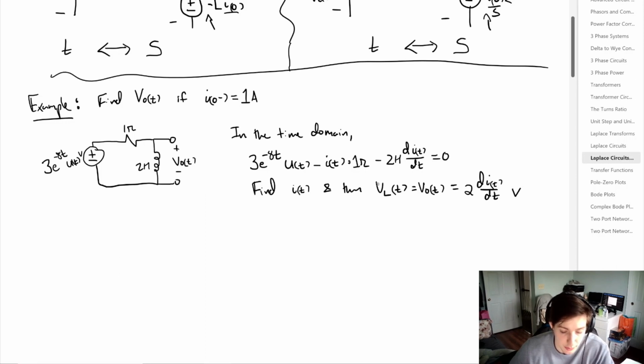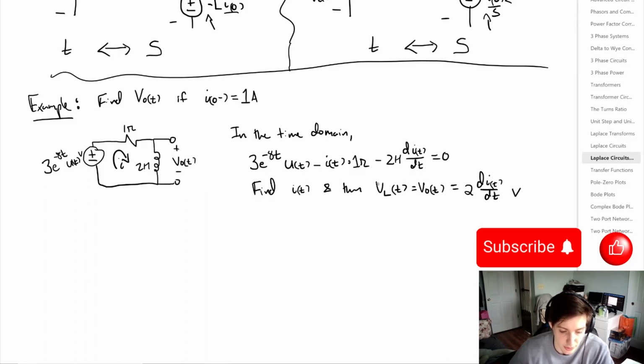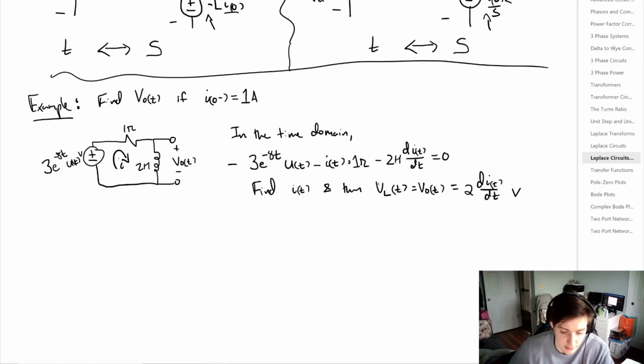So in the time domain, if we wrote a KVL around this circuit, we would get this equation here, where we have our complex voltage minus the voltage over the resistor minus the voltage over the inductor equal to 0. And we could set this up to solve this differential equation. It's not too complex, but it's doable. And we could find the current and then take the derivative of the current times the inductance, and that would give us our voltage. But because we're looking at using the shortcut of Laplace transforms to make the circuit analysis easier, let's see what advantages that might give.